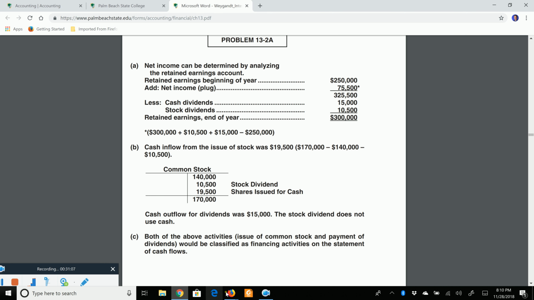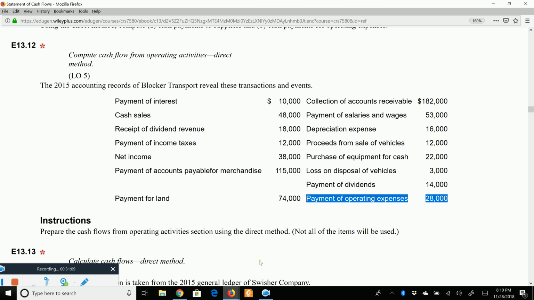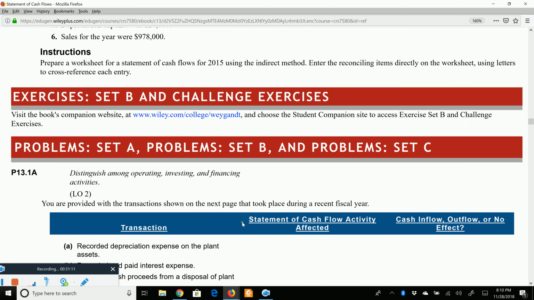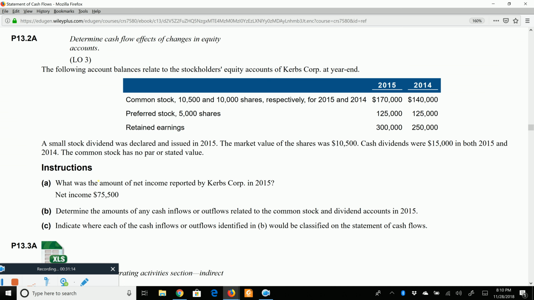13-2A, we have a couple of questions here that we should ask ourselves. The first one is, what's net income for the year? Well, remember, normally we would just go to the income statement and figure out what the net income is. But if you were given just some additional information without an income statement, we'd be able to figure it out. And so what I would do is look at the retained earnings number.